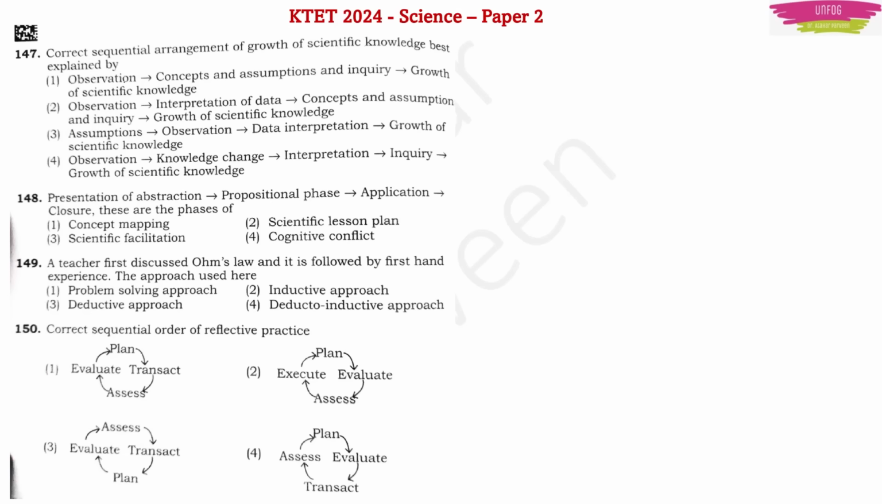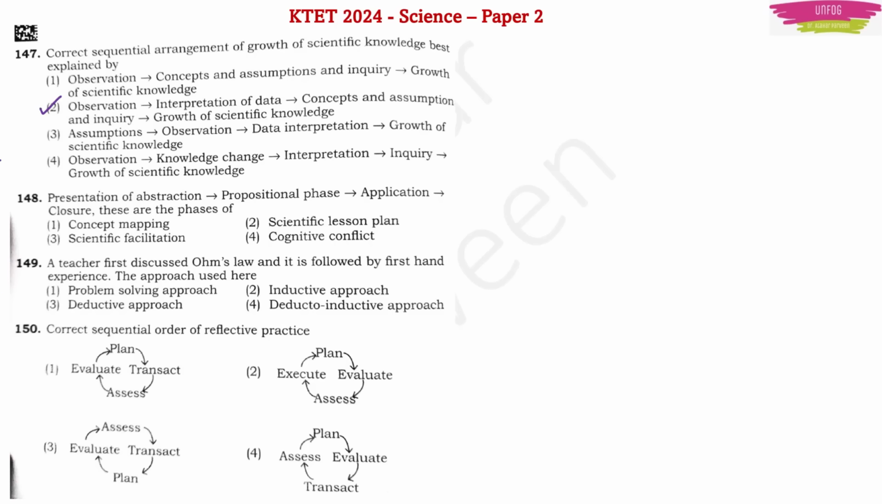Next question. Correct sequential arrangement of growth of scientific knowledge is best explained by. See, for scientific knowledge, data interpretation should come, and in the options data interpretation is there in 2, 3 and 4. But before data interpretation, if you talk about scientific knowledge, observation should be there. So option 2 will be the correct answer here.